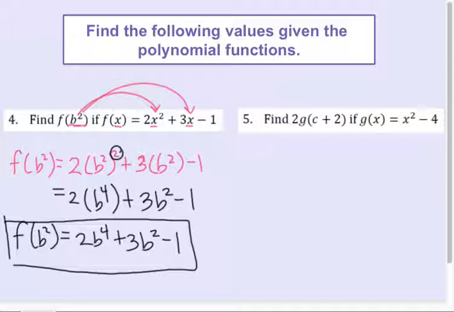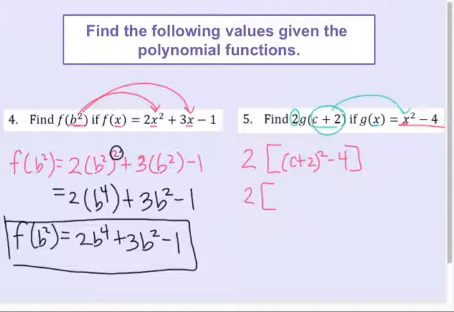Okay. 5 says find 2 times g of c plus 2. So wherever, notice this is in the spot of x, wherever there's an x, I'm going to go ahead and put a c plus 2. And then after I do that, all of g of x needs to be multiplied by a 2. Okay, so it's 2 times, I'm going to write this part out with my c plus 2 in, so it's c plus 2 squared minus 4.